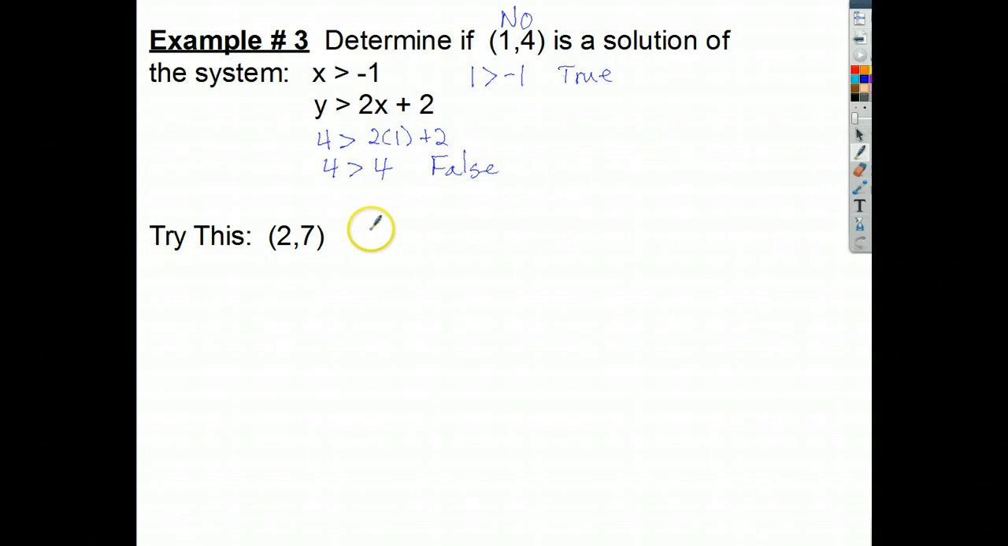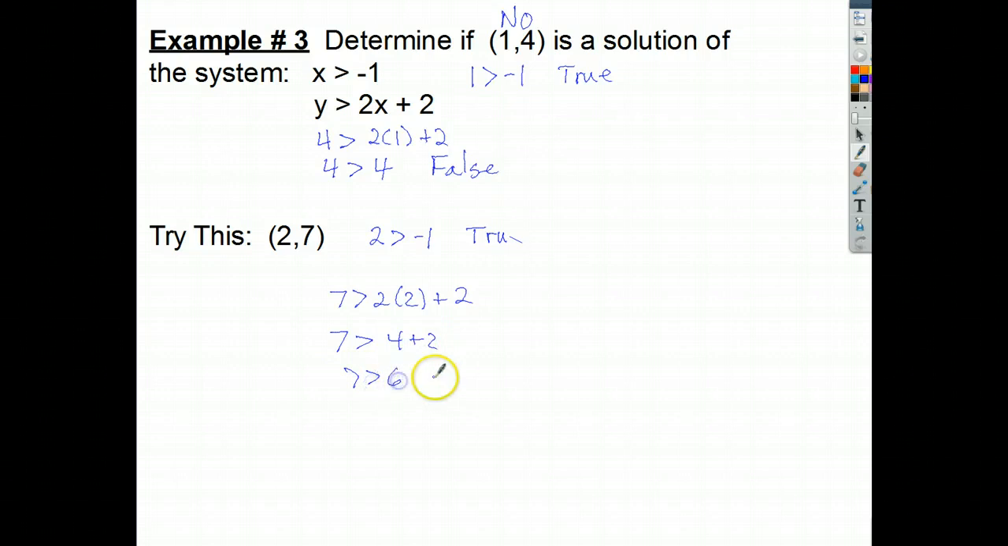Okay, well, we put the 2 in for the x, and 2 is greater than -1 is true. We put the 7 in for the y and the 2 in for the x. And is 7 greater than 2 times 2 plus 2, is 7 greater than 6? Yes, it is. It's true. Don't know what happened to my E up here. This one's true. It makes both of them true, so we would say yes, it is a solution to the system.